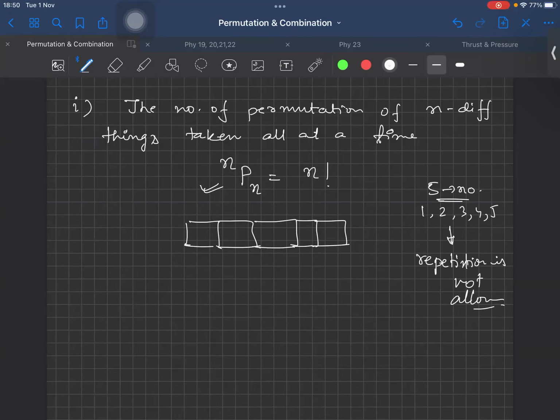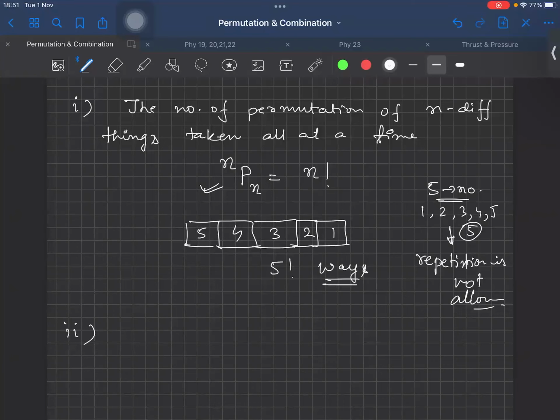So this position can be filled in 5 ways. This can be filled in 4 ways. There are a total of 5 numbers. So this can be filled using 3 ways, 2 ways, and 1 way. So this is your 5 factorial. So the total can be filled using 5 factorial ways. Okay, that's the meaning here.